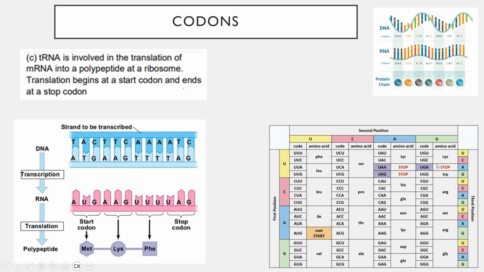And that's an instruction to the tRNA: no more amino acids need to be added now. We can stop growing our polypeptide. Okay? So the tRNAs stop binding to the mRNA, stop bringing amino acids, and exit the ribosome.